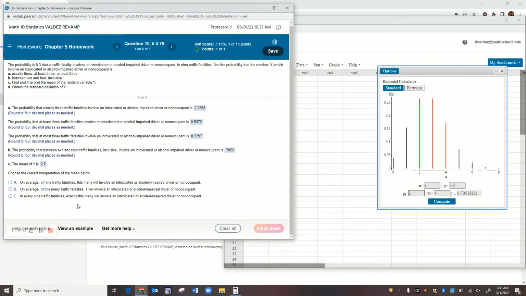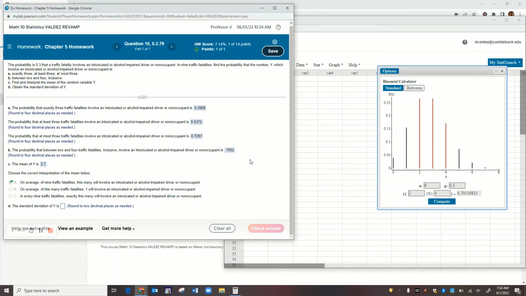And then C, in every 9 traffic fatalities, exactly this many will involve an intoxicated or alcohol impaired driver. No, the mean doesn't tell you exactly how many for every sample size of 9. This is just an average. So some may be more, some may be less. So A is still my choice. Final check, yes.